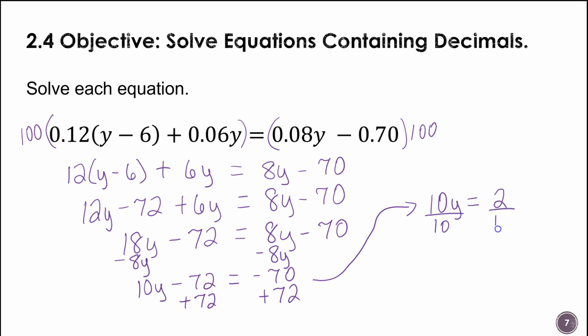Divide by 10, and y equals 1/5. Oh no, we want it in decimal form, which would be 0.2 in this case, because I was dividing 2 by 10, so that becomes 0.2.